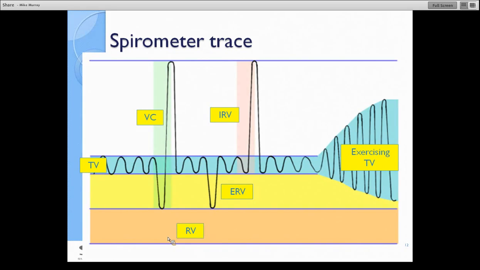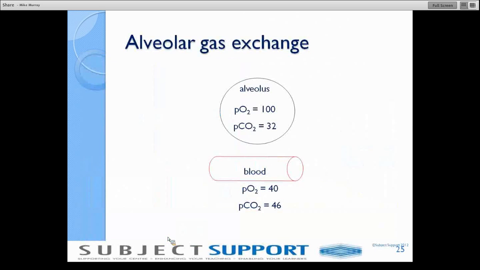I didn't mean trick question, you know what I mean, difficult question. It was about the gas exchange, the same values as we had on the question paper that we looked at about five or six slides ago. Here we've got alveolus as a circle, blood as a tube.